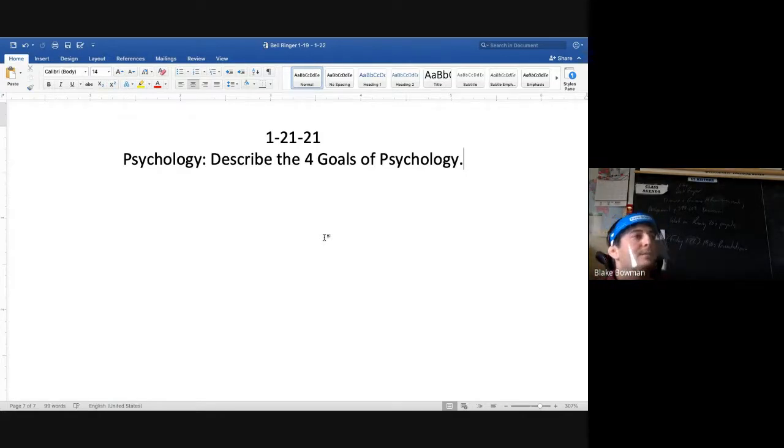And then finally, what's the last one? Last goal. Campbell, what's the last one? Influence. So how you can change the behavior in a helpful way. Good job. So how we can maybe change that behavior, obviously for the benefit.